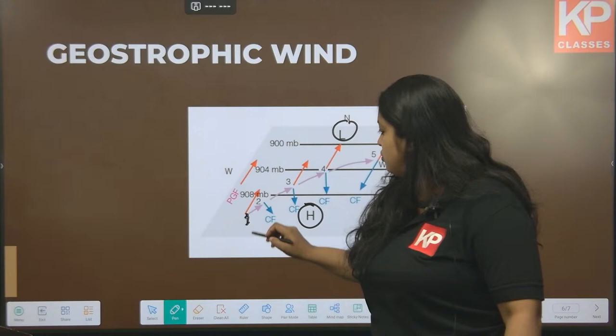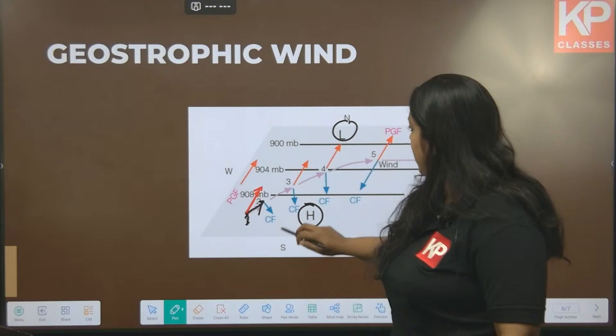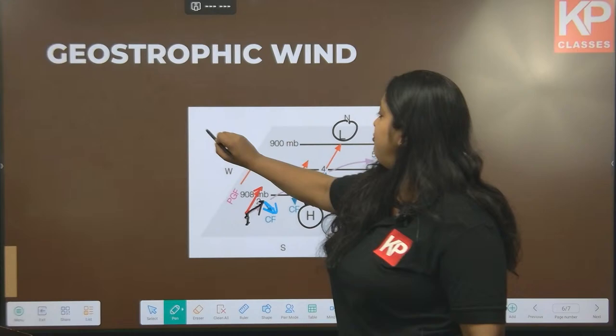So that's how the movement is happening. Pressure gradient force is notated at this particular point. This is the pressure gradient force direction, from high pressure to low pressure. The moment wind starts to move, there is Coriolis force pulling it towards its right side, only if it is in the northern hemisphere.